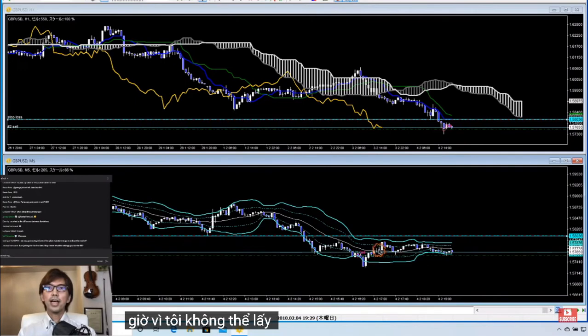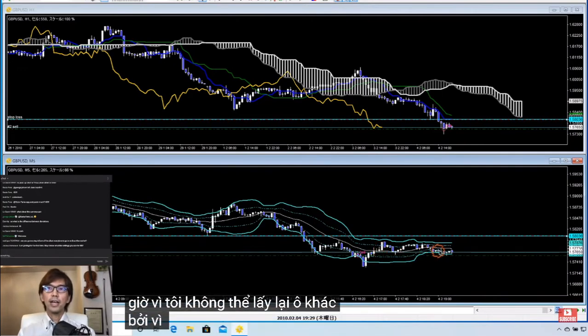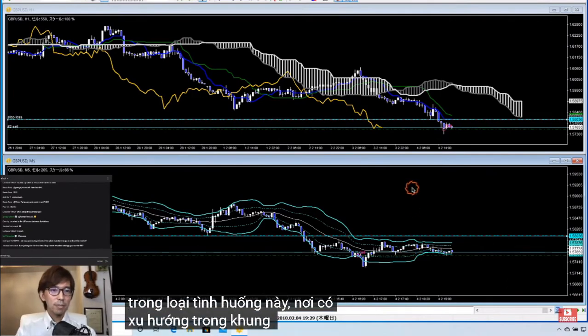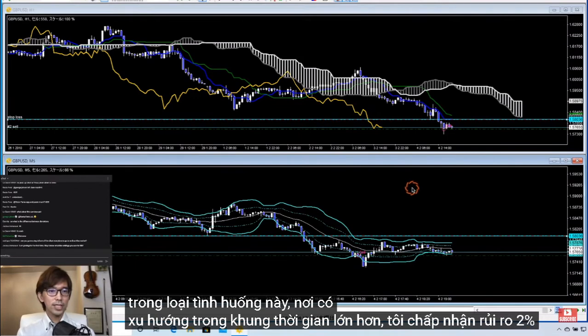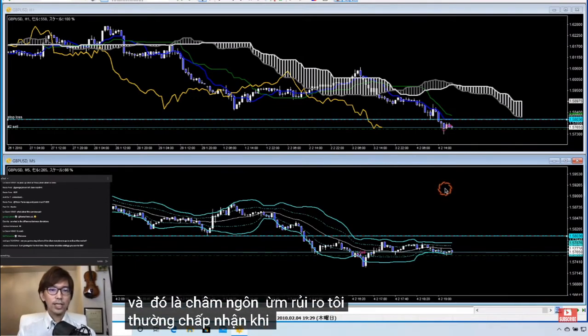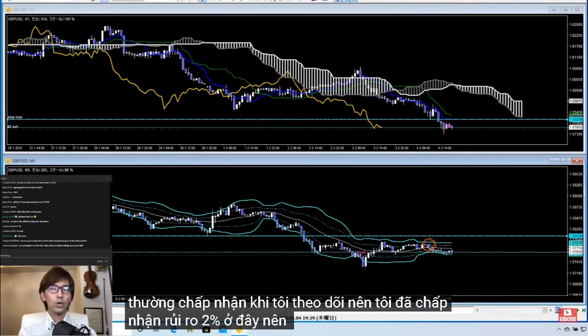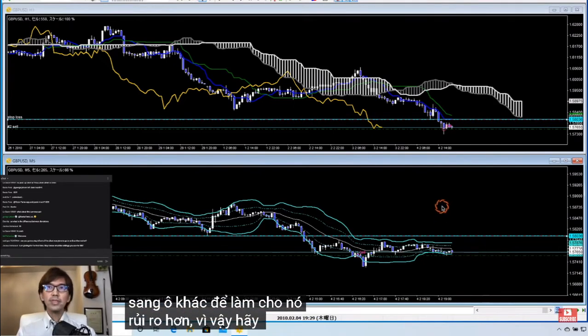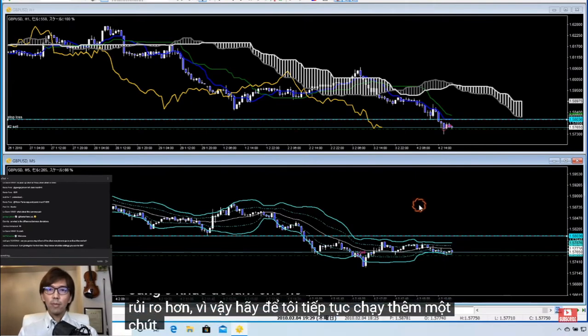Because I cannot take another sell. Usually I take 2% risk in this type of situation where there is a trend in the bigger time frame, and that's the maximum risk I usually take when I take trades. So I'm already taking 2% risk here, so I don't want to take another sell to make it more risky. Okay, so let me keep running a little bit more.